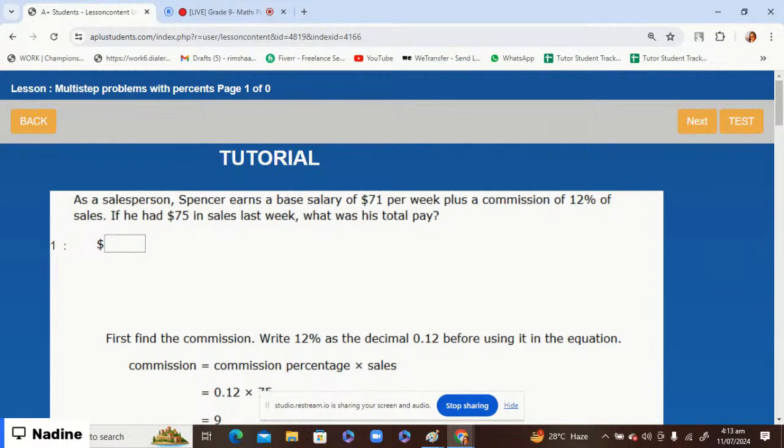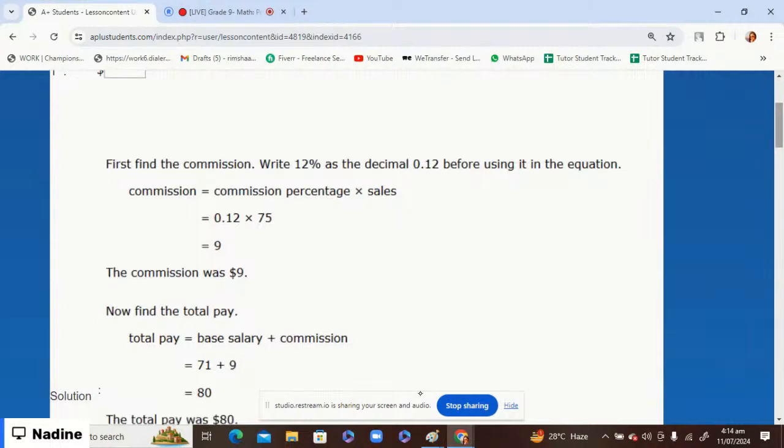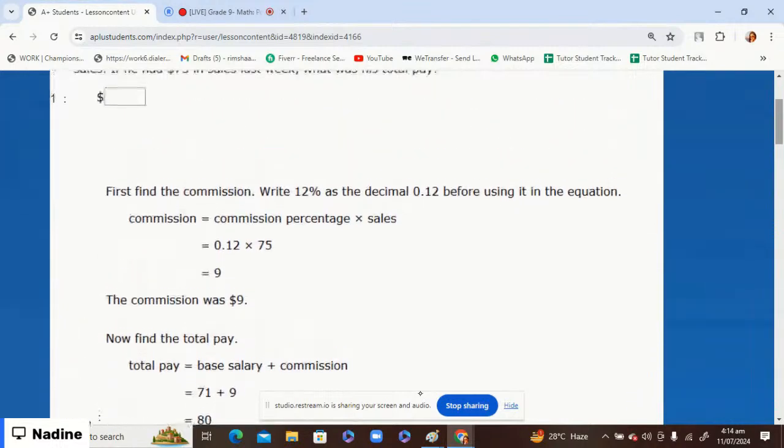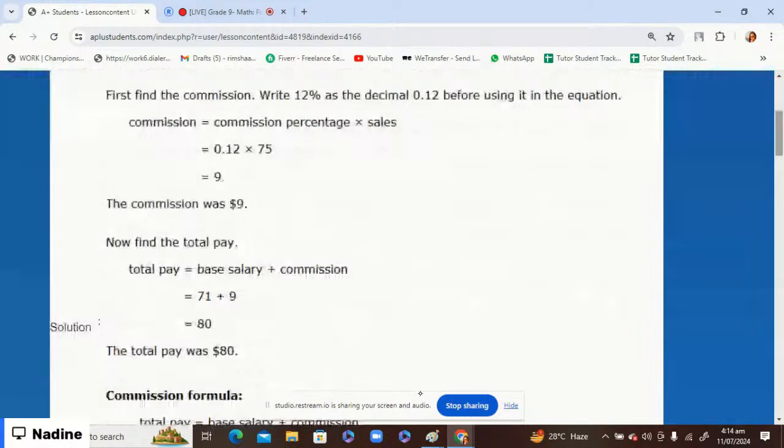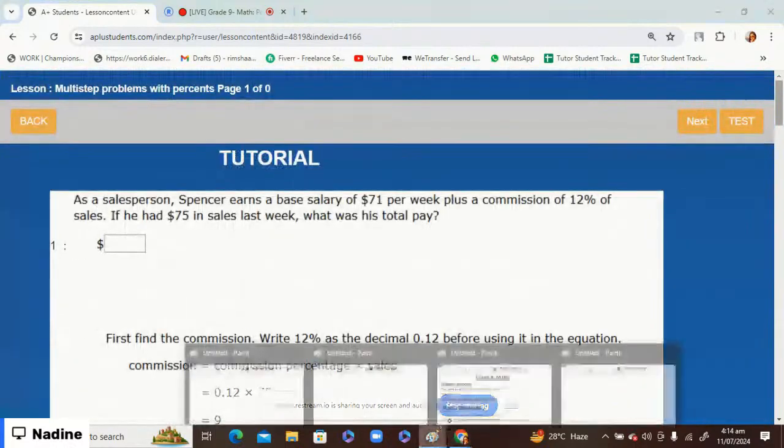First of all, we are going to find the commission. What is the commission? Commission is basically the commission percentage multiplied by sales. So how much is it? It's 12% of 75. First of all, we find this one, 12% of 75, then just add the base salary to that amount. Okay, and in this way we find the answer. So 12% of 75.